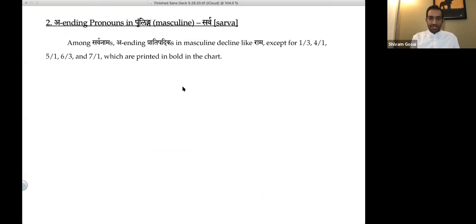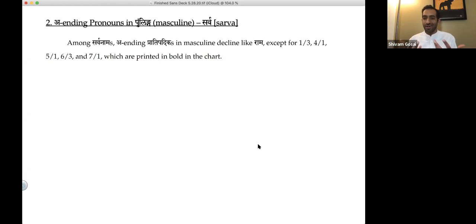But before we do that, let's see what it says at the top of the page. It says a ending pronoun in Punlinga. So sarva is the shabda. It ends with a. So we're going to say a ending pronoun, and we're looking at masculine, Punlinga. The name for pronoun in Sanskritam is Sarvanama. That's confusing because the word we're looking at is sarva, but the name for pronoun is sarvanama. I'm going to write it in the chat. Sarvanama literally means, nama means what? Name. Name for sarva, name for all.